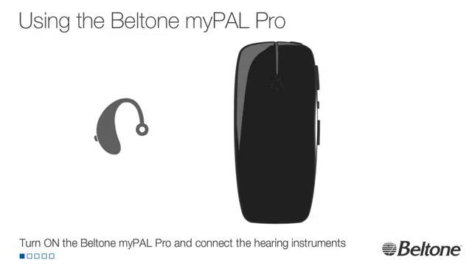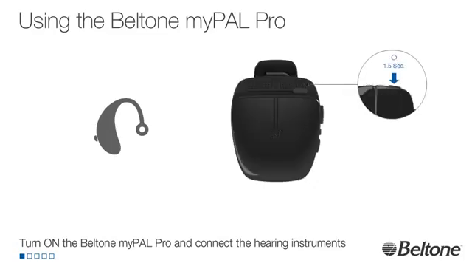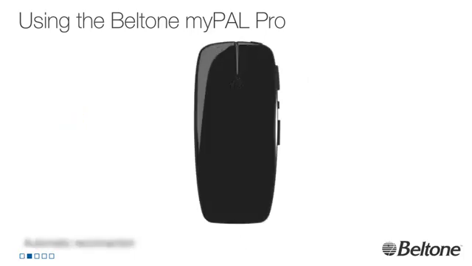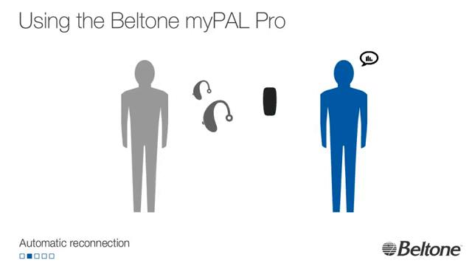Turn on the Beltone myPAL Pro and connect the hearing instruments. An arrow points to a button on the top right. Text, 1.5 seconds. An arrow points to a button on the hearing aid. Text, 3 seconds. A moving dotted line appears between the hearing aid and myPAL Pro. Text, automatic reconnection.